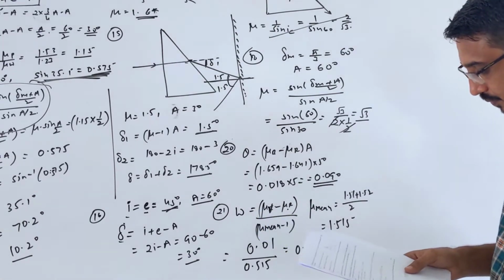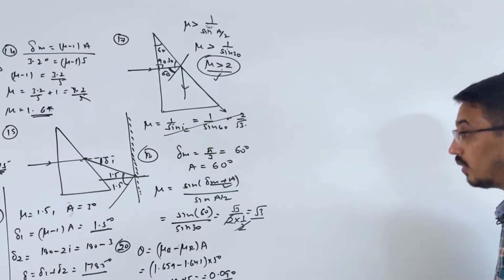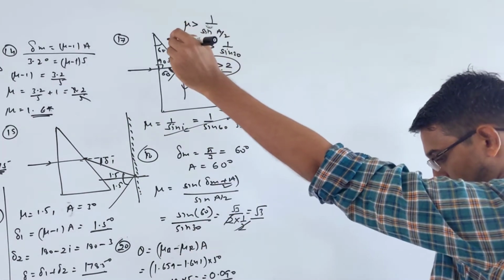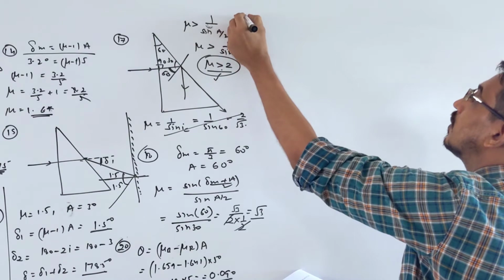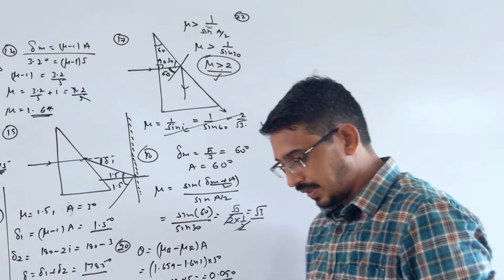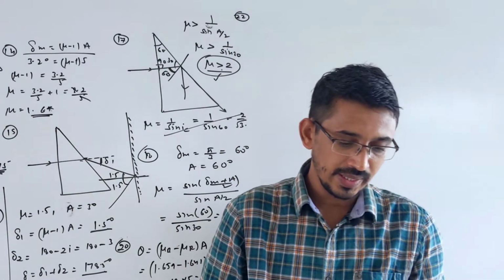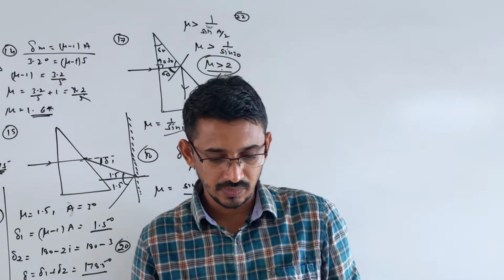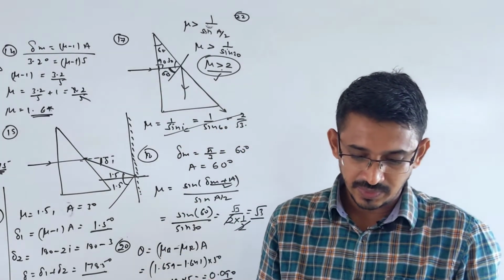Okay, that was question number 21. We are moving to question number 22. In 22, they said the refractive index of flint glass for red and violet colors are given, 1.644 and this much. Calculate the dispersive power.